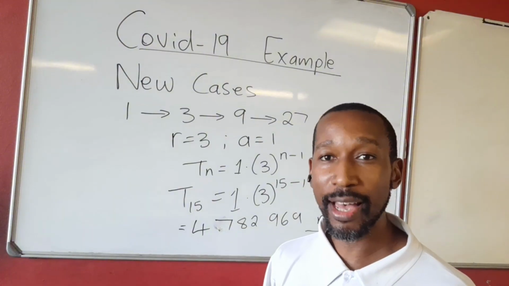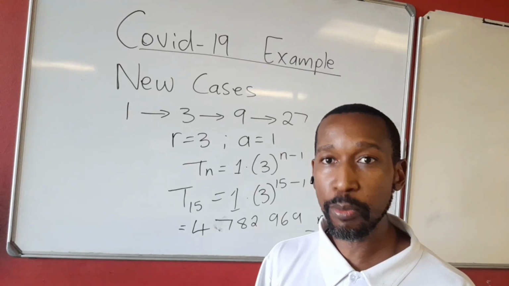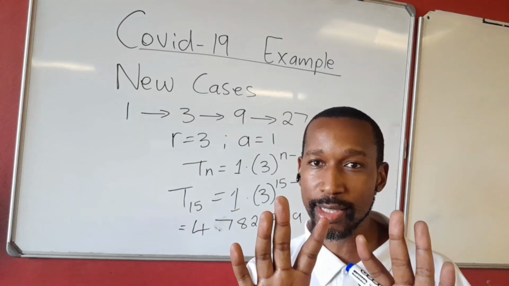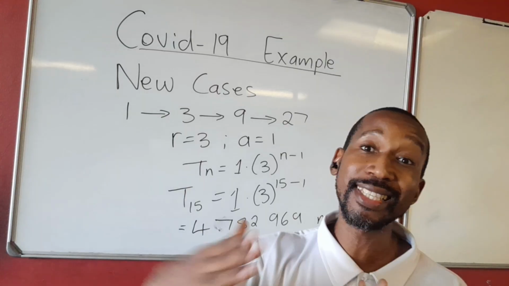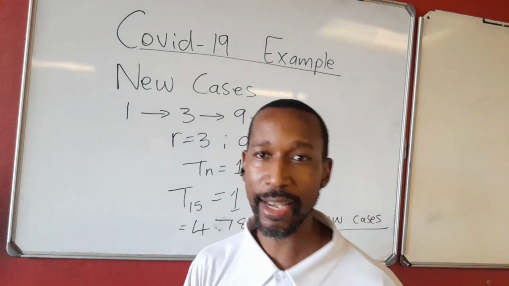So this is what we have, applications of geometric series. Next time we'll talk about the sum, which is when we had the graphs that they showed us was new cases, and then they showed us what was the total number of people infected since day 1. So that's the series part of it. That's the one that is going to follow next.